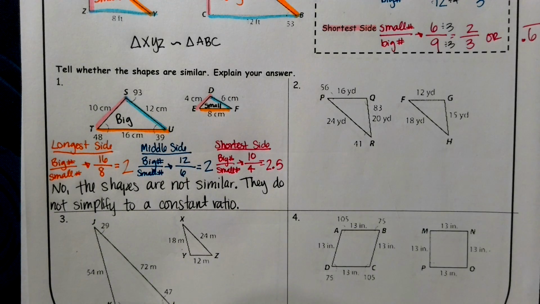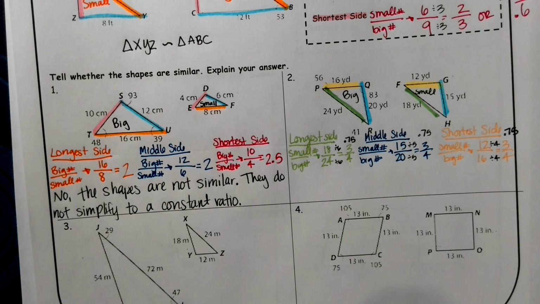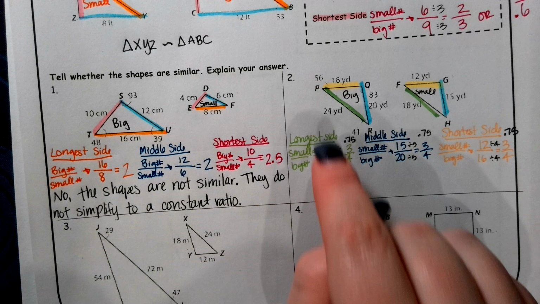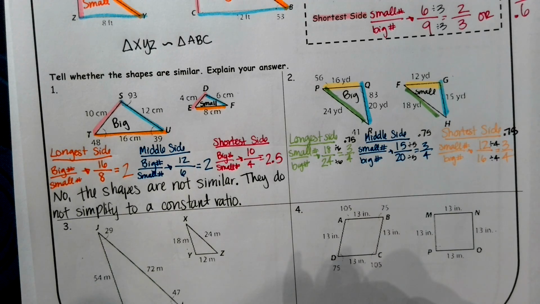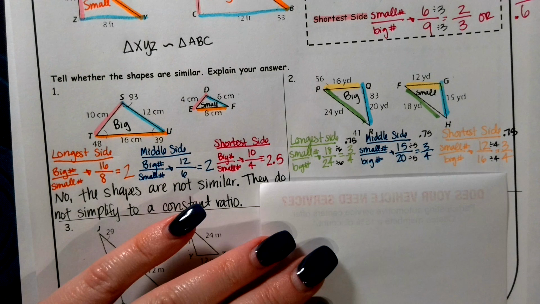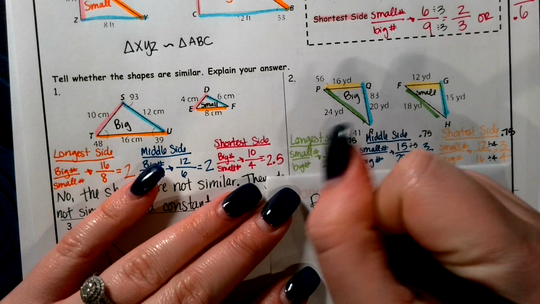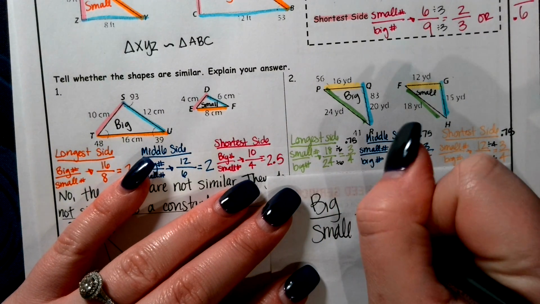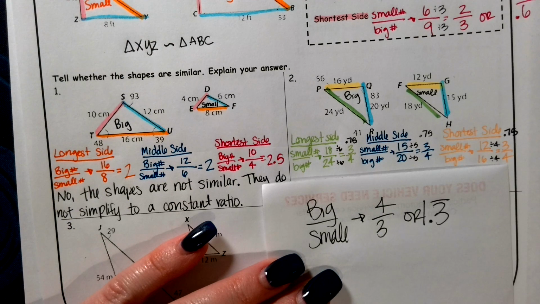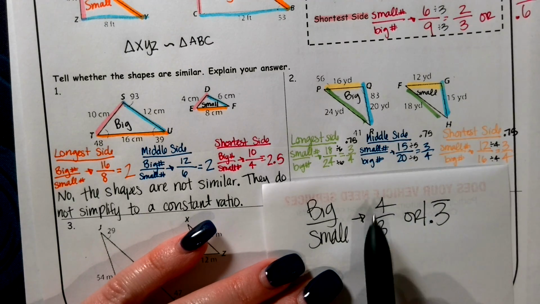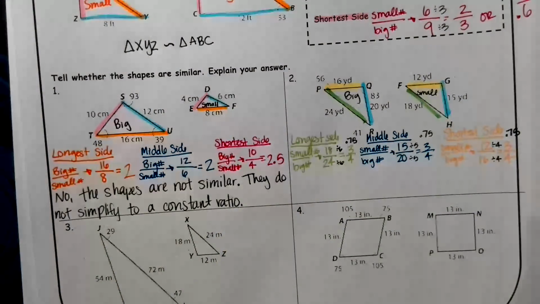So when you go through and do this, if you did small side over big side like I did, you should get that they all simplify to 3/4 or 0.75. But if you did it the other way, if you did big over small, for each of them, you should have gotten 4/3 or 1.3 repeating. Either way you do it, it's the same across the board. They're all going to have the same ratio. So are they proportional? Yes.